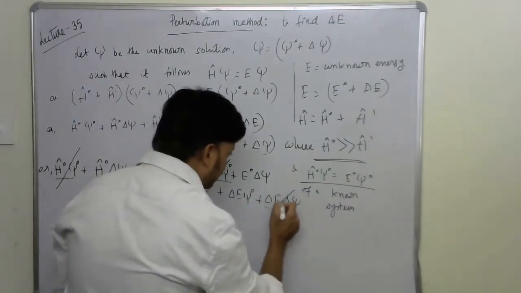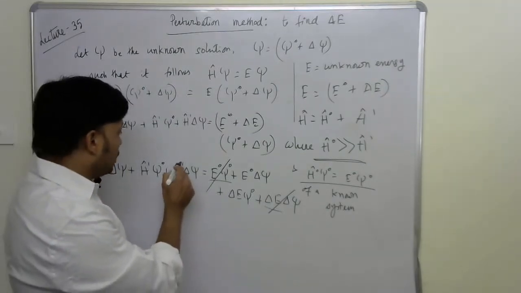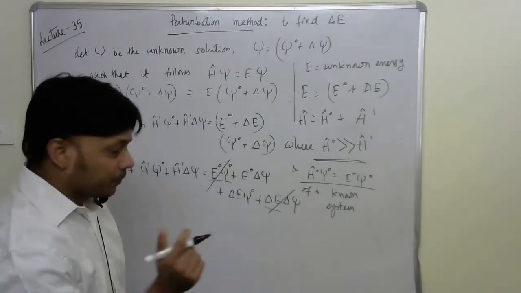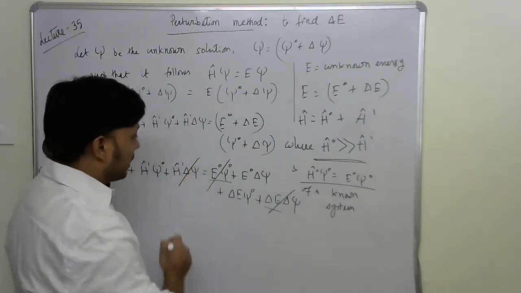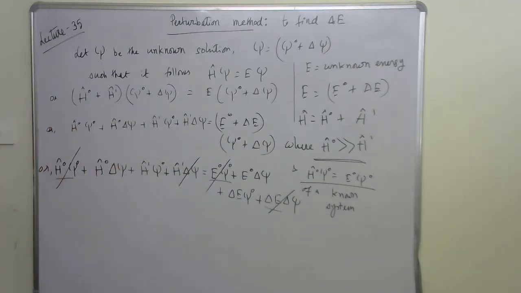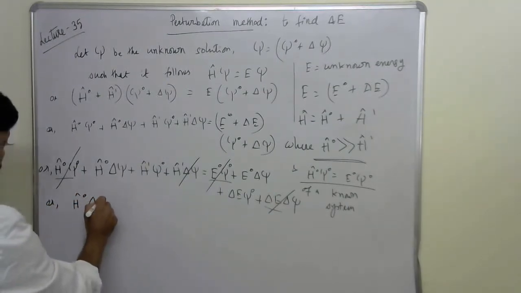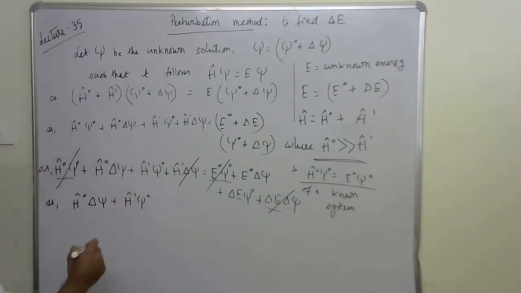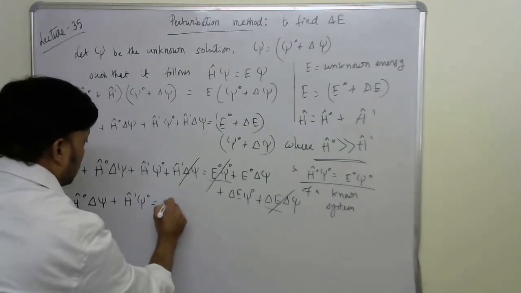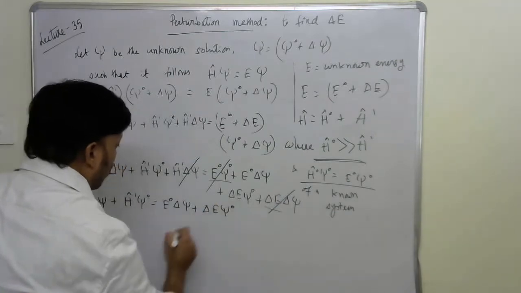So we can neglect. So what else? Here also you see H1, which is a very small term, and also delta psi, again a very small term. So the product of two small terms, we can cancel it out. Okay? So if we cancel it out, what we have is something like this: H naught delta psi plus H1 psi naught is equal to E naught delta psi plus delta E psi naught.